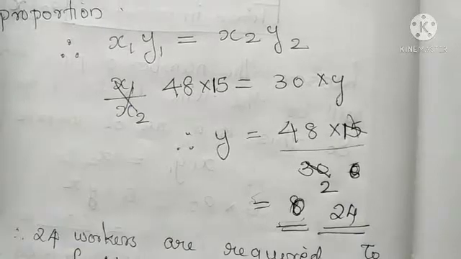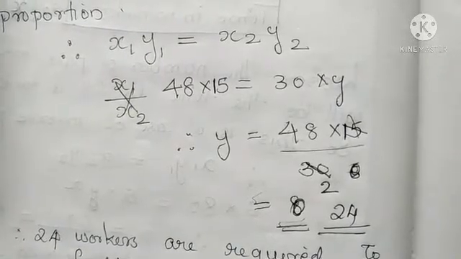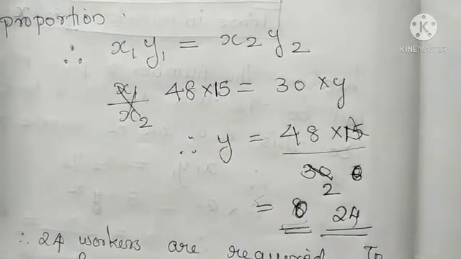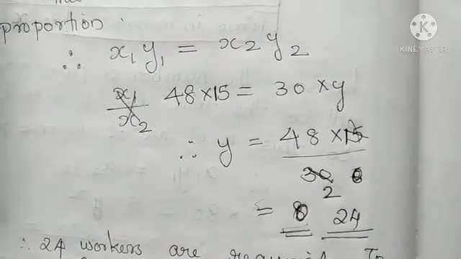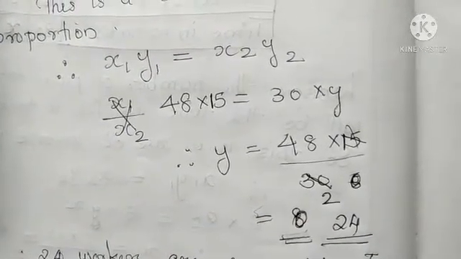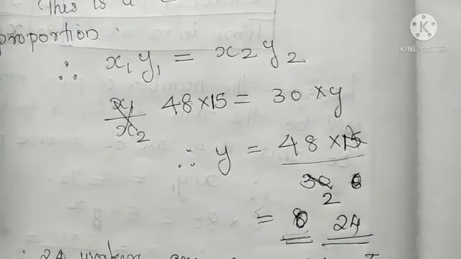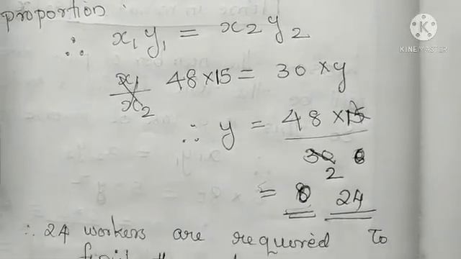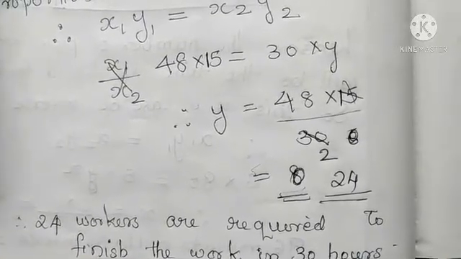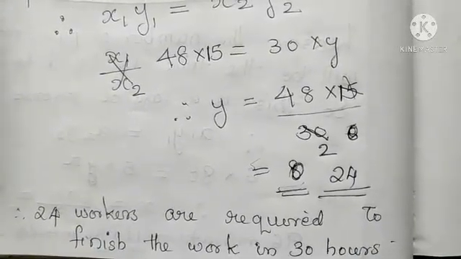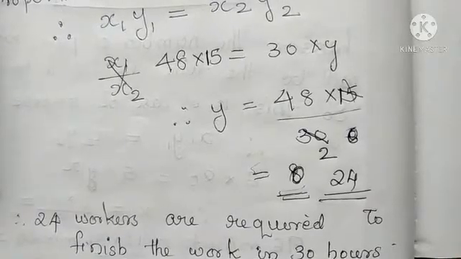Therefore, substitute the values. 48 into 15 is equal to 30 into y. Therefore, y is equal to 48 into 15 divided by 30. 15 out of 30, 2 times. 2 out of 48, 24. Therefore, we can write 24 workers are required to finish the work in 30 hours. Okay, you understood this problem?